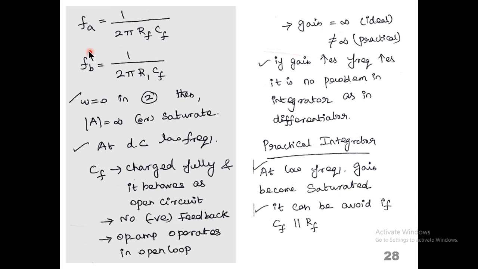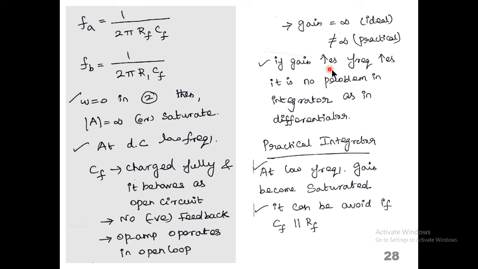FA is equal to 1 by 2 pi RF CF, and FB is equal to 1 by 2 pi R1 CF. If omega is equal to 0 in equation number 2, the gain will be infinite, a saturation condition. At DC, if you give low frequencies, the feedback capacitor charges fully and behaves as an open circuit. There is no negative feedback, and the op-amp operates in open loop condition. So the gain will be infinite for the ideal case, but it will not be infinite in the practical case.